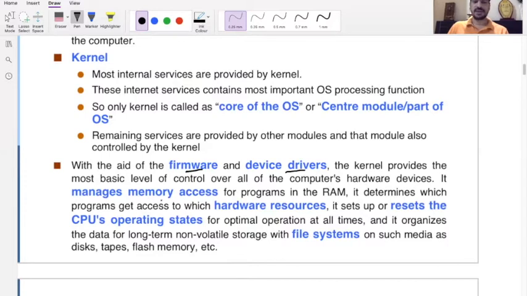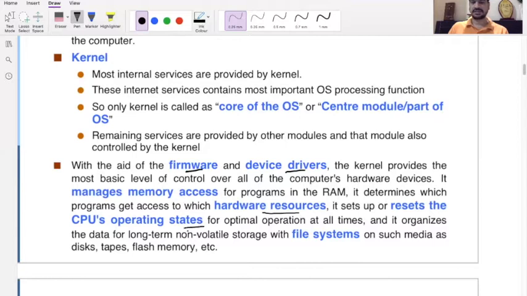It manages memory access for programs in the RAM also. In the main memory, how this program will be using the memory access, that is also done by the kernel. It determines which program gets access to which hardware resources, right? Hardware resources, like your RAM is a hardware, right? So how this program will get the RAM, how this program will get the CPU, all these will be managed by the kernel. It sets up or resets the CPU operating state.